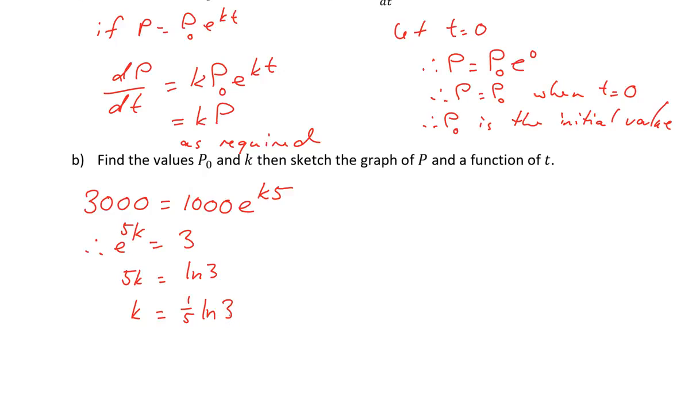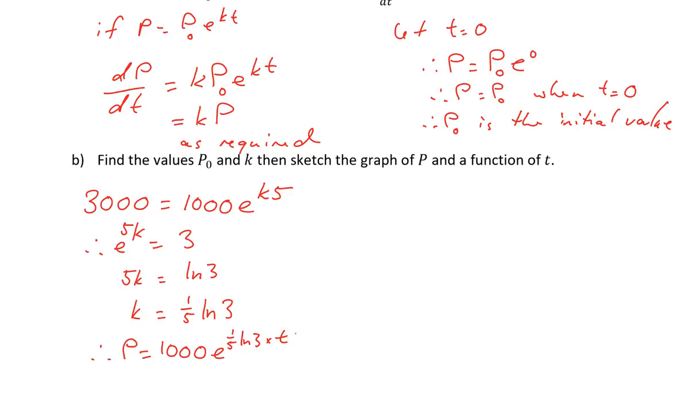Alright, you could say it's 3 to the 1/5, that's the 5th root of 3. But a 5th times the log of 3 will be fine. So we've got, well, I found P0, and now we've got k. So now I can say that P is equal to 1000 e to the 1/5 log of 3 times t.